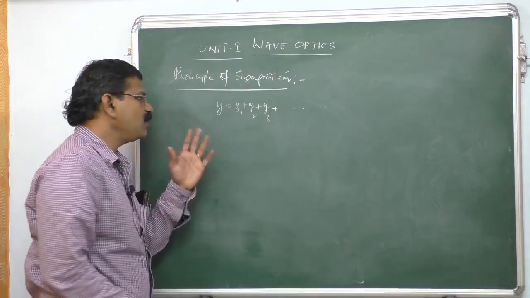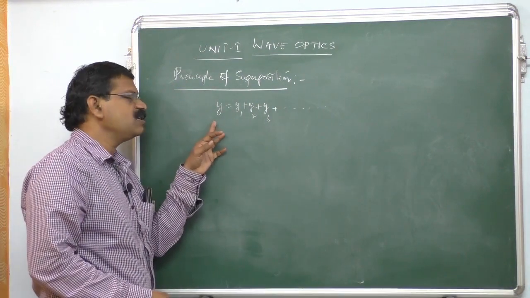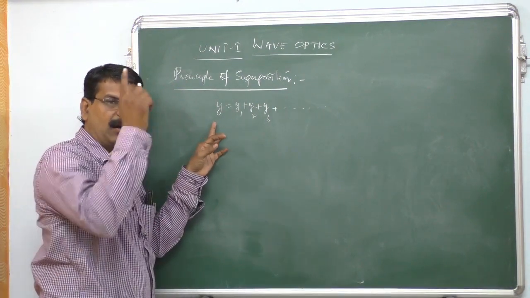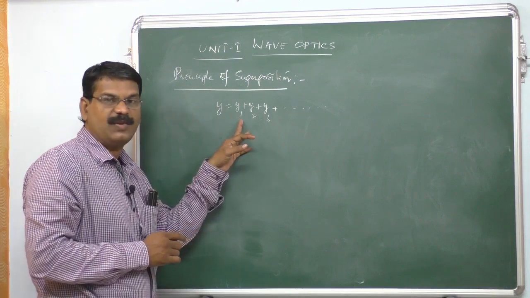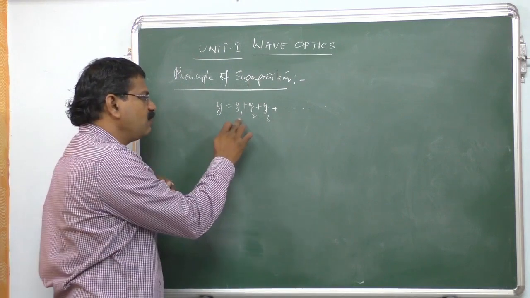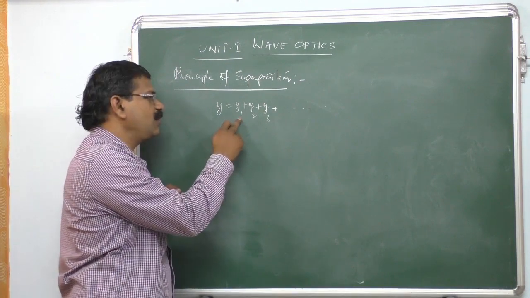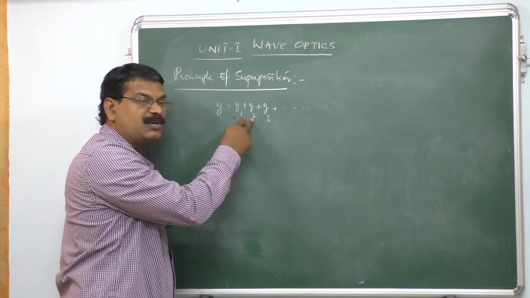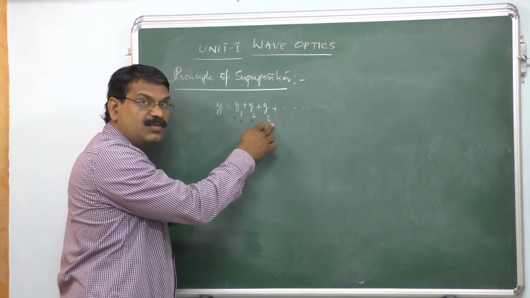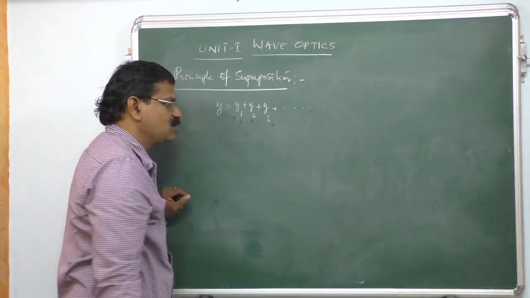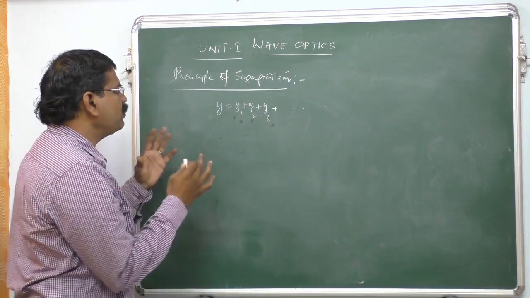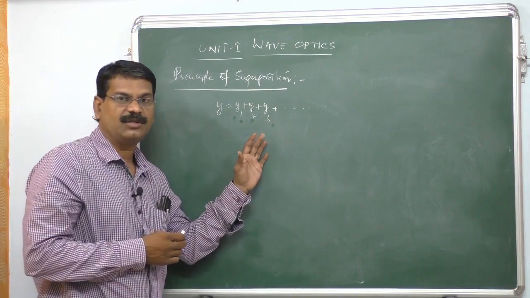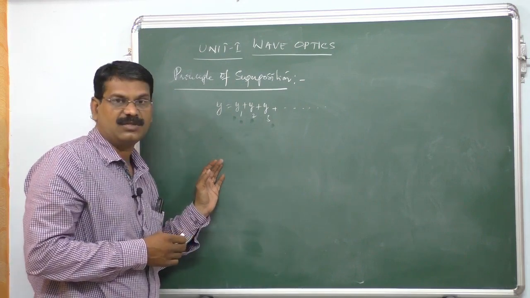Let me explain what this y is here. My y is called the resultant displacement of all the other waves, and y1 is called the displacement of the first wave. Similarly, y2 is the displacement of the second wave, and y3 is the displacement of the third wave, and so on like this. Okay. Now, how could we represent this principle of superposition followed by interference?